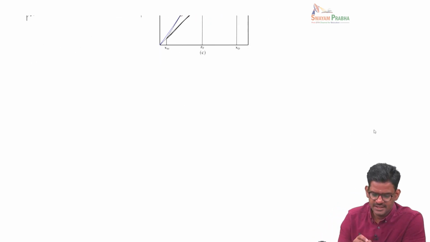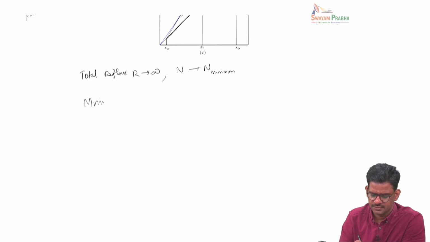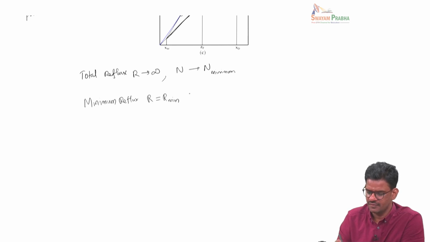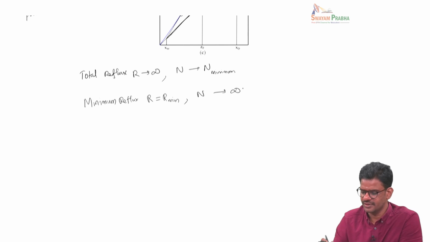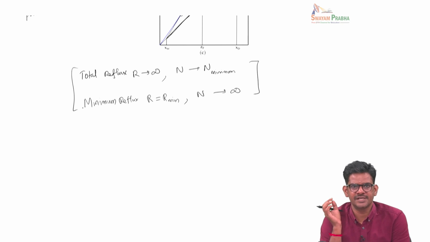So what we are saying is that we looked at two limits. One is this total reflux, which means R goes to infinity, whereas N is N minimum, the number of stages is minimum. And another one is minimum reflux, where R is equal to R minimum, where N goes to infinity. So these basically give us two extreme limits of operating the distillation column.